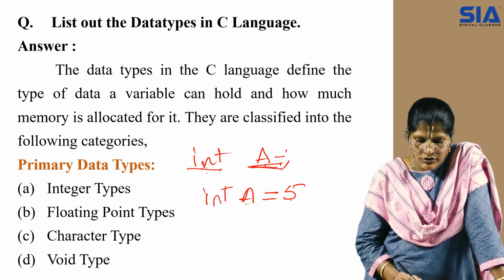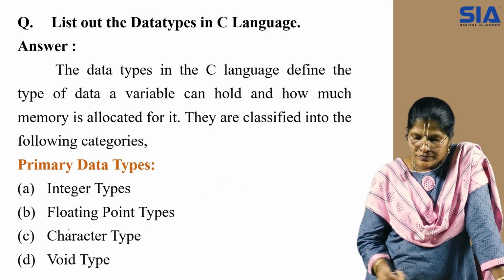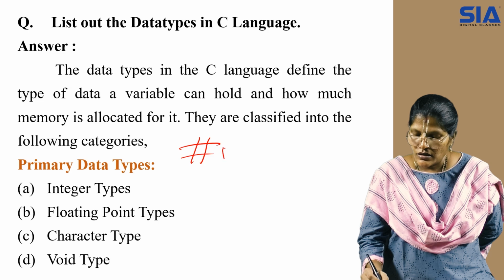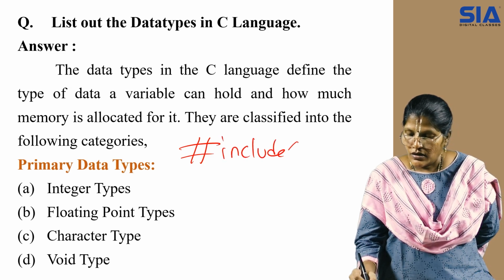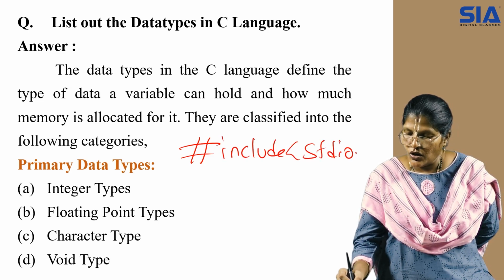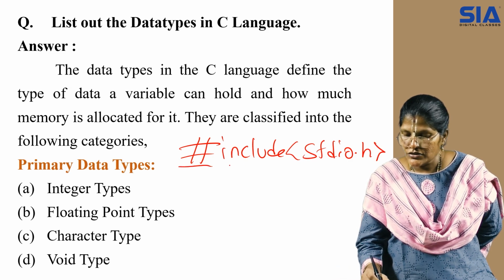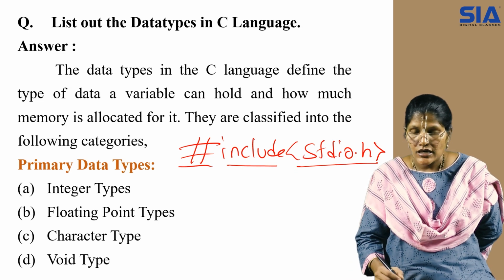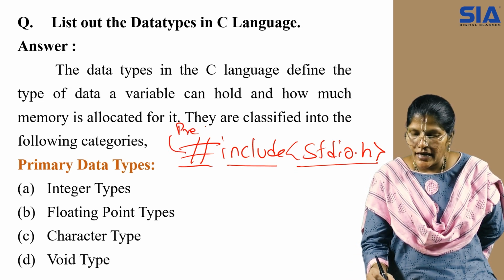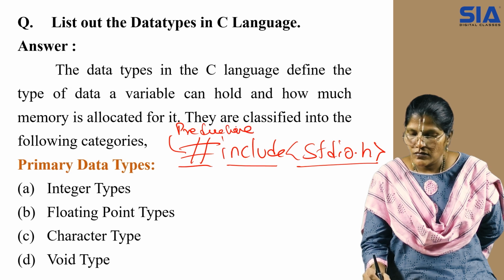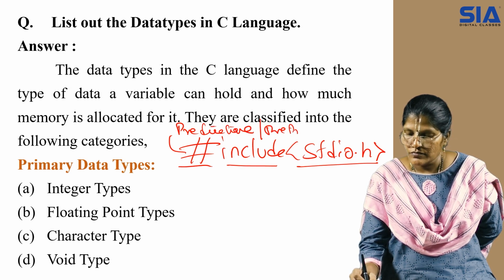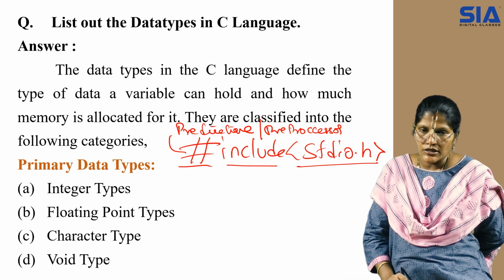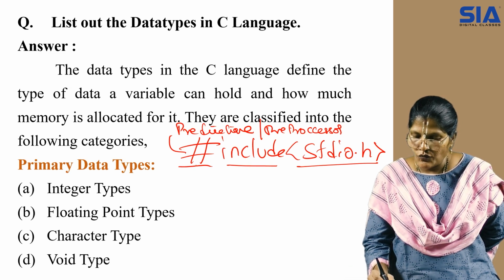Before we talk about the data types, we need to understand the pre-directive statement, that is hash include stdio.h. What is hash include stdio.h? It is termed a pre-directive or preprocessor. It has to be the first statement within the C program.